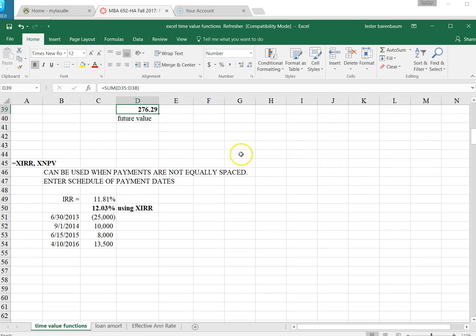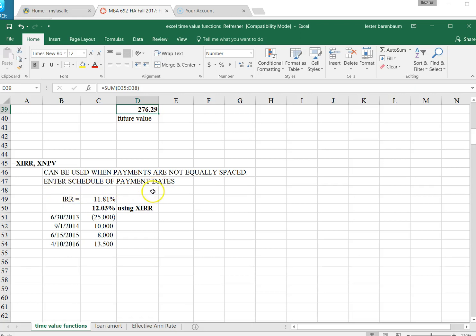A very useful addition to time value functionality in Excel is using the XIRR and the XNPV. This can be used when payments are not equally spaced, and you actually enter a schedule of payment dates.